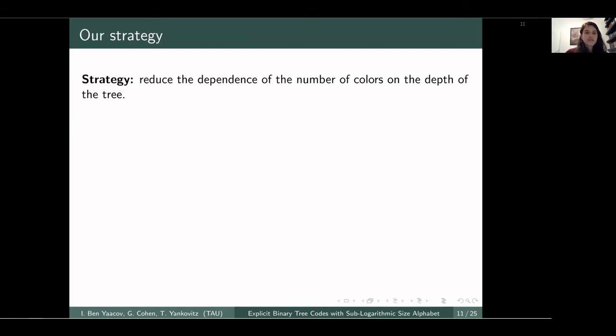Our strategy is to exploit the decoupling of m and L differently. We present a transformation that, given a tree code of certain properties, transforms it into a tree code whose number of colors has a better dependency on itself. This way, we can repeatedly apply this transformation until we can no longer reduce this dependency.